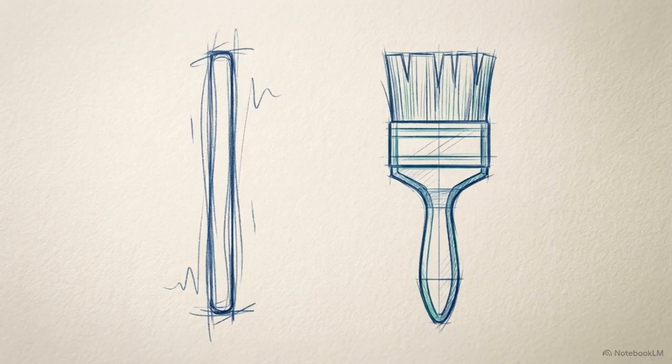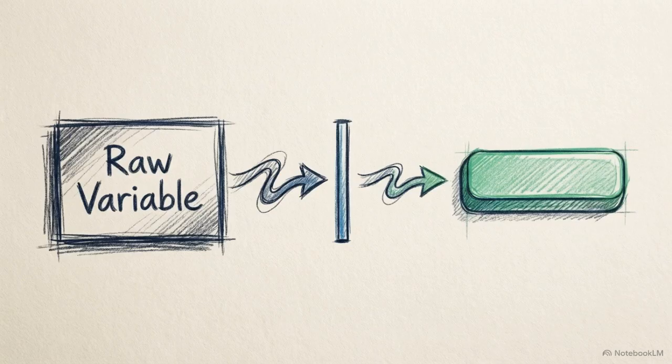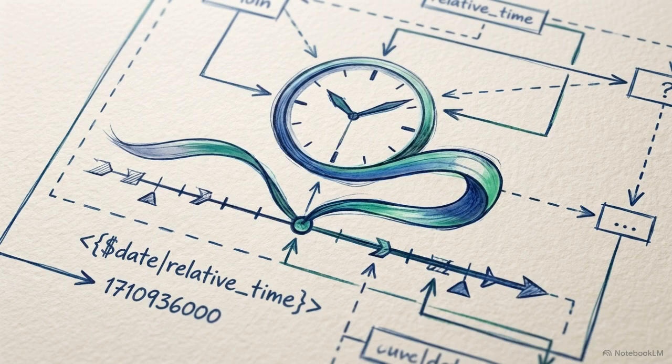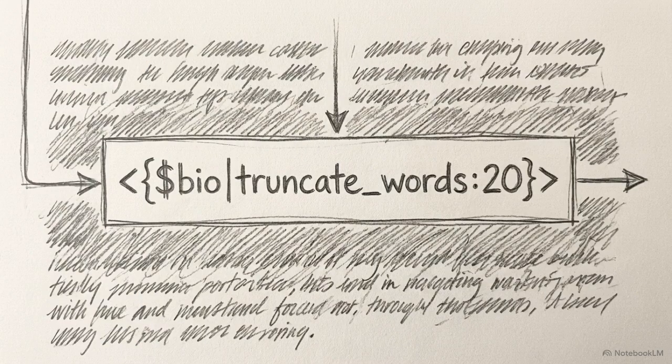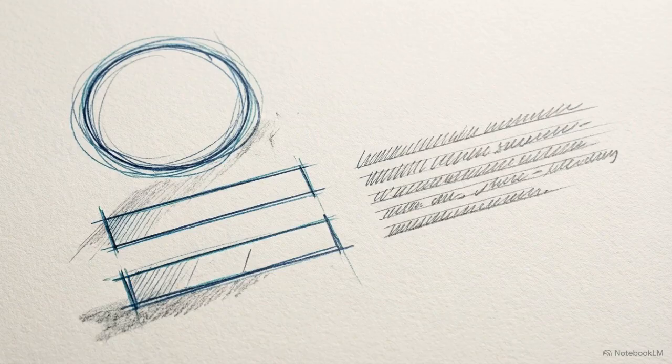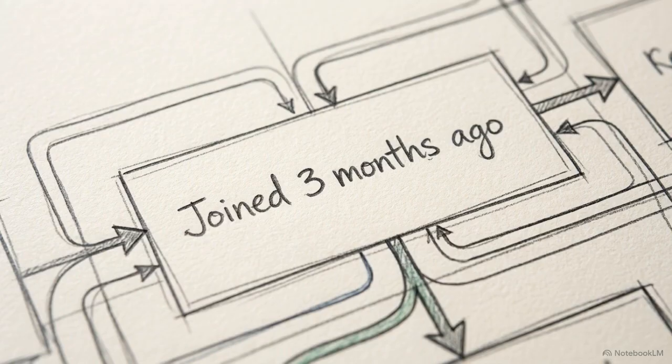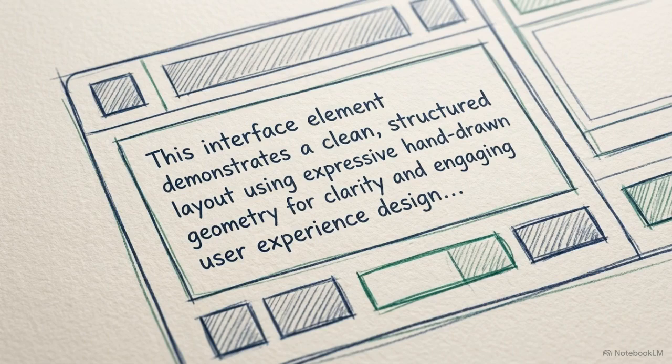Step 3 is formatting. For this, we use modifiers. These allow you to take raw variables and pipe them directly into clean UI elements using a vertical bar character. For example, we can take a raw Unix timestamp for a user's join date and pipe it through the relative time modifier. We can also take a massive block of biography text and pipe it through the truncate words modifier, capping it at exactly 20 words. The resulting UI is much easier to read. The raw date turns into a friendly 3 months ago label, and the giant bio becomes a concise, manageable excerpt.